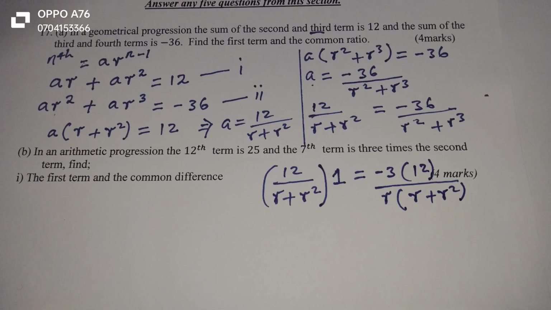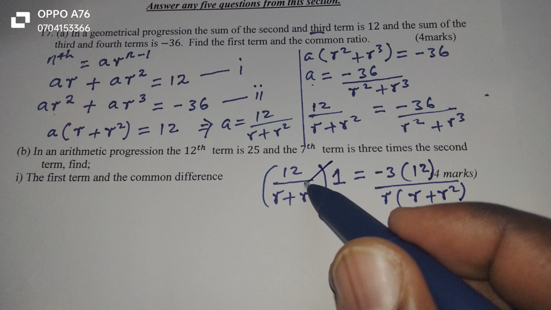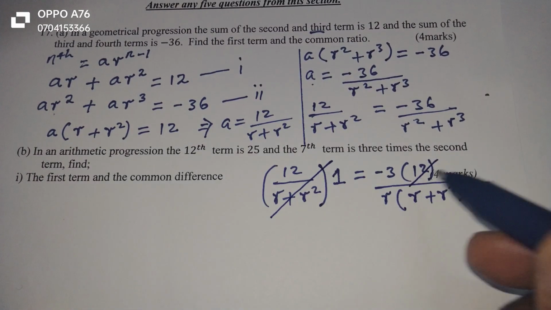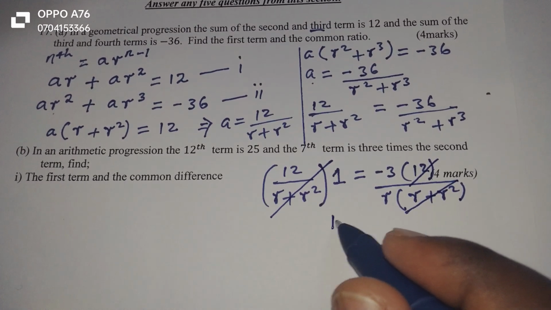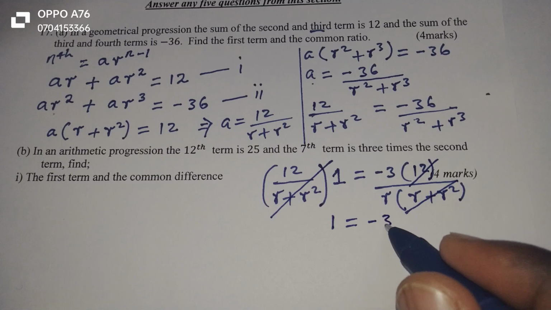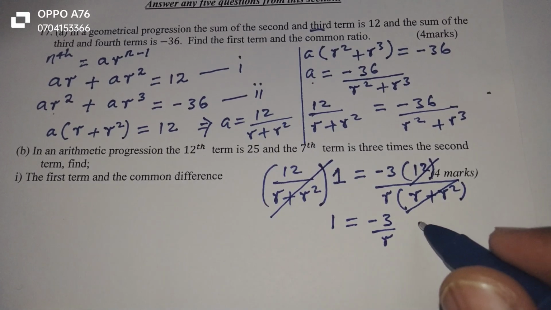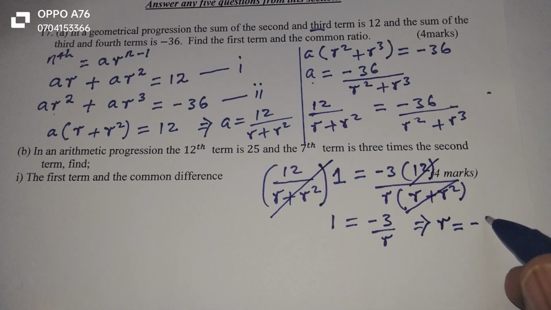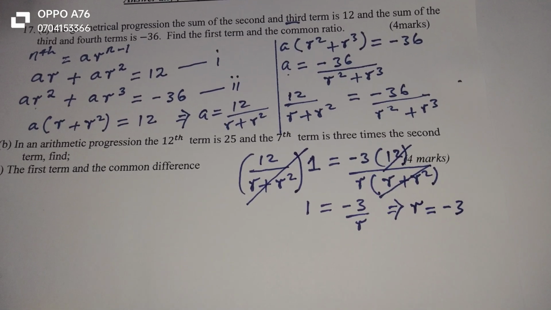So you look at the equation and you realize that on both sides, there is 12 divided by r plus r squared. And we remain with 1 equals negative 3 over r. This means we can cross multiply and have the value of r as negative 3. So the common ratio in this progression is negative 3.